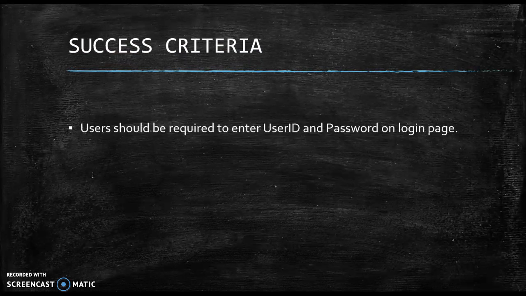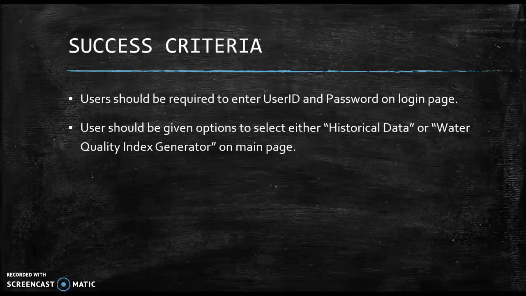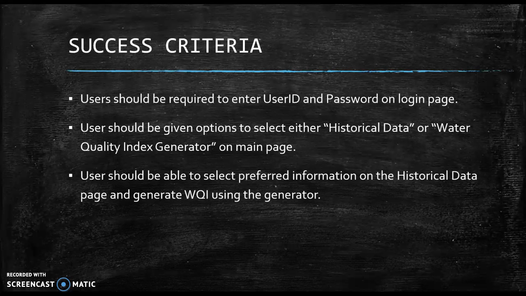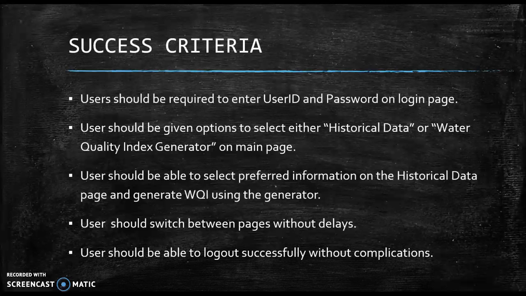Success criteria. Users should be required to enter their user ID and password on the login page. Users should be given options to select either historical data or water quality index generator from the main page. The user should be able to select preferred information on the historical data page and generate the water quality index using the generator. Users should switch between pages without delays. Users should be able to log out successfully without complications.